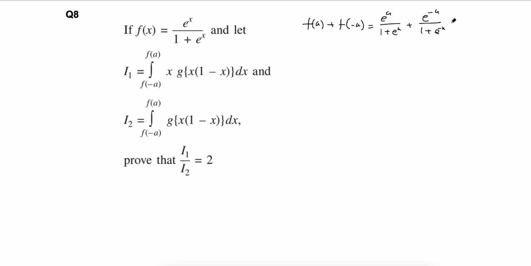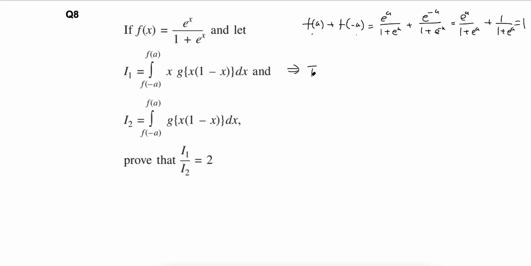Here you can take LCM, so you will get e^a/(1 plus e^a), that will be as it is, but this value will be equal to 1/(1 plus e^a). If you take LCM, you will get the numerator also 1 plus e^a. The value will be what? 1. Means the sum of the limits is 1. That is very, very sure.